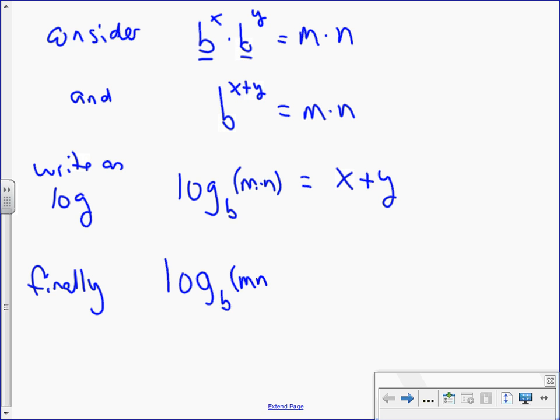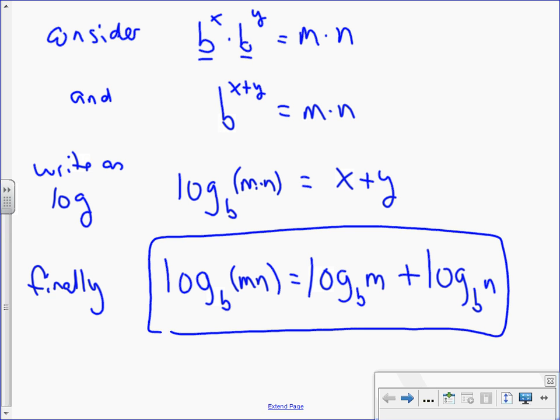Go back up to the top of this problem. What did we say almost at the very beginning? What does x equal? Back at the very top of the problem. Log what? What do we say? We don't just say log b, we say log base b of m. And what does y equal? Look at the top of your front page. Log base b of n. And consider this statement.